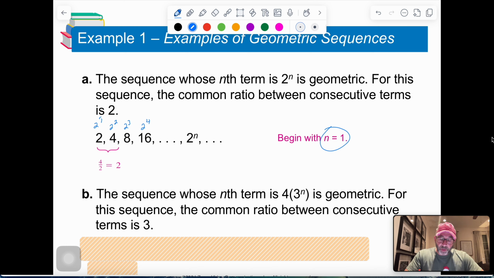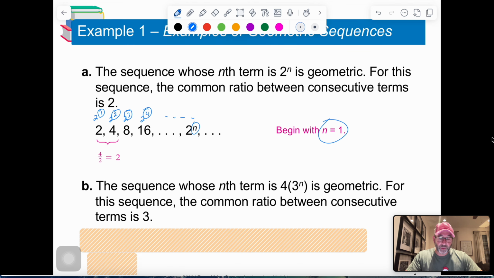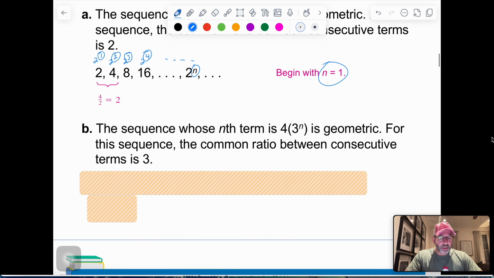But if we start with 1, we have 2 to the first power, 2 to the second, 2 to the third, 2 to the fourth, and so on and so forth until we get 2 to the n power. Okay? Geometric. It's multiplying by 2. Here's another one. The sequence whose nth term is 4 times 3 to the n power is geometric.